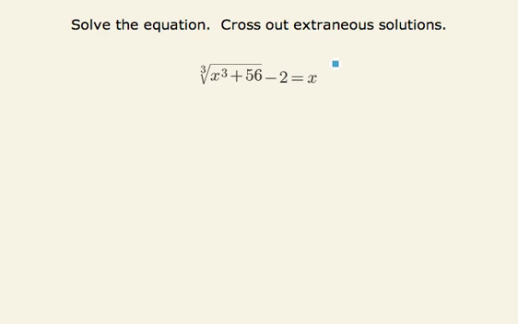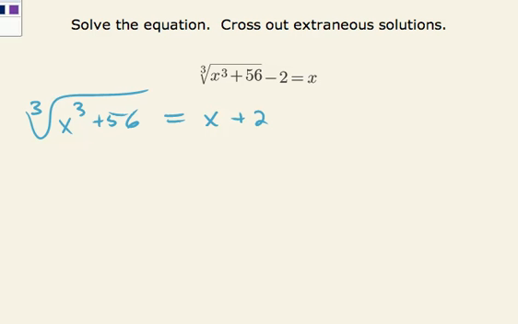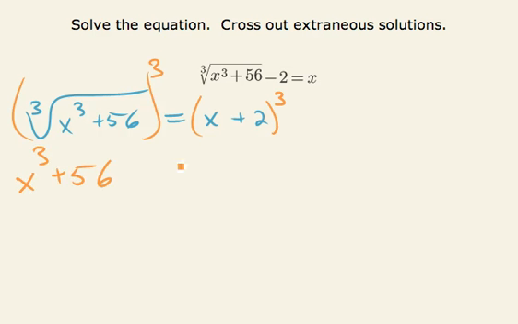Instead, let's go ahead and add 2 to both sides. And that way I'll get this cube root of x cubed plus 56 all by itself on one side of the equal sign. On the other side, I have this x plus 2, which I'm going to have to cube when I cube my left-hand side, and it is a binomial, but at least it doesn't have any roots in it. So when I do this cubing, this side isn't going to be the nicest thing, but it's not going to be as bad as having a ton of cube roots show up. So let's do the cubing. I'll cube my cube root. The cube root and the cube cancel, and I'm left with an x cubed plus 56 on the left.